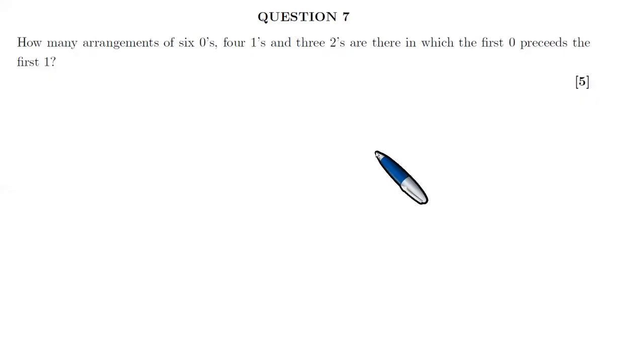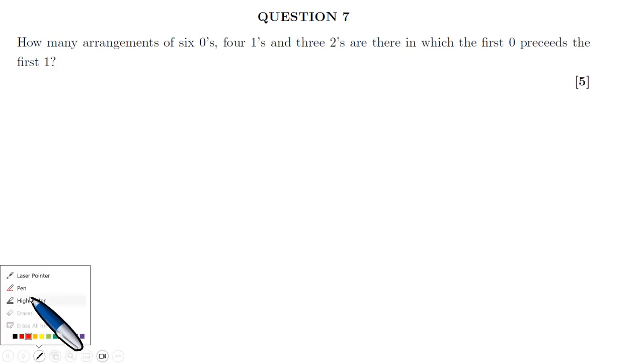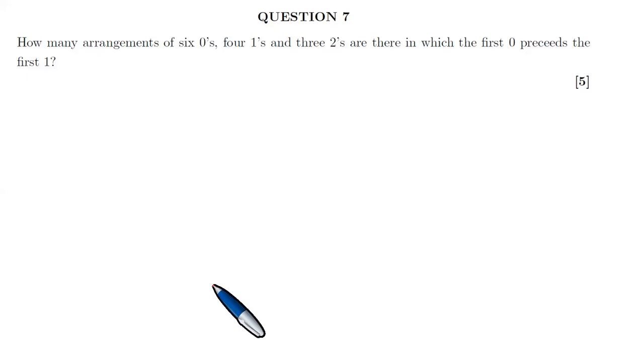Okay, we're beginning our discussion and we focus on a wide range of things, but most importantly, we're going to look at arrangements of objects. In this case, we're looking at the arrangement of six zeros, four ones, and three twos. How many arrangements of the six zeros, four ones, and three twos are there in which the first zero precedes the first one?